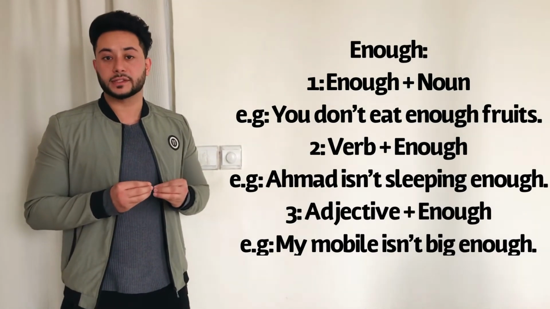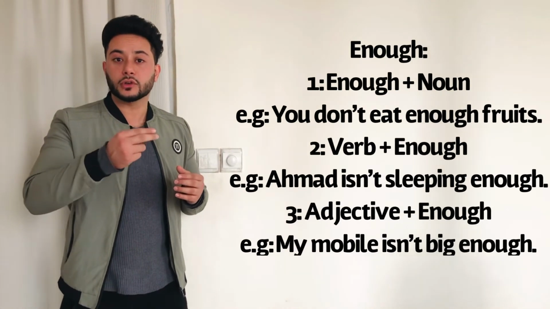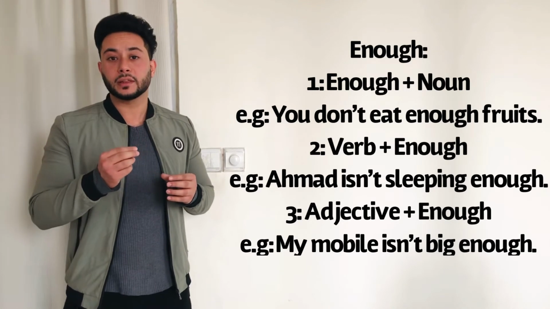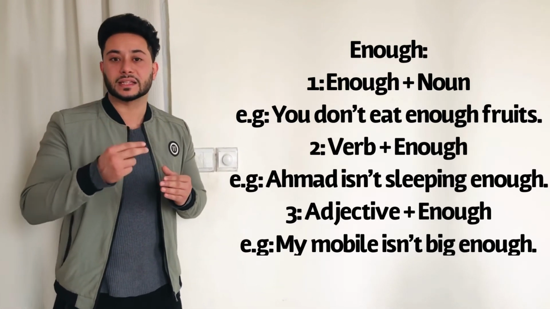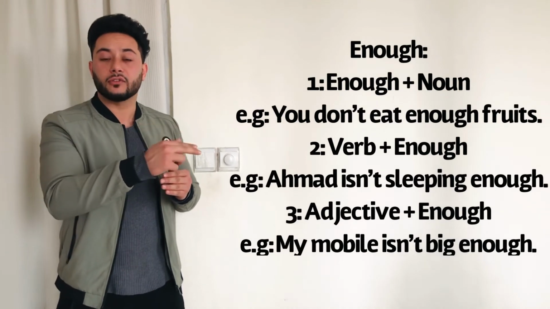The second place where we can use enough is after a verb or after an adjective. Let's make some examples. Ahmad isn't sleeping enough. In this sentence, we used enough after the verb, sleeping. Let's use enough after an adjective. For example, my mobile isn't big enough. In this sentence, we used enough after an adjective.